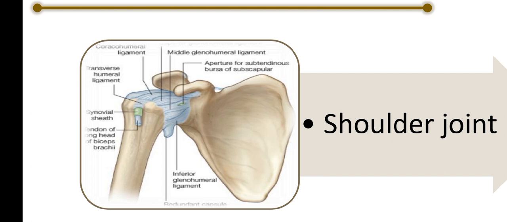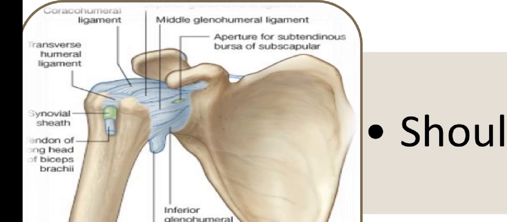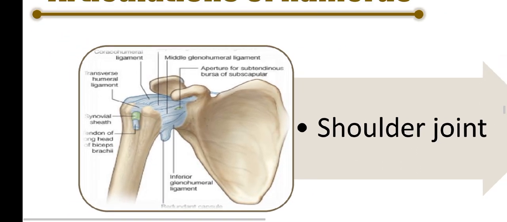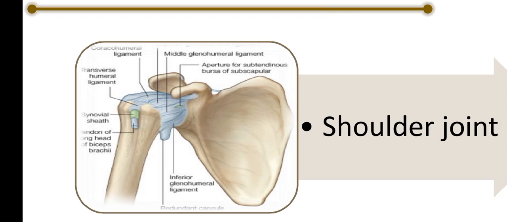We have the middle glenohumeral ligament, okay? We have the upper glenohumeral, not upper, okay? You don't use upper in anatomy, you use superior. So you have the inferior glenohumeral. So you could just say, okay, we have three glenohumeral ligaments. This is how smart I want you guys to be, okay?